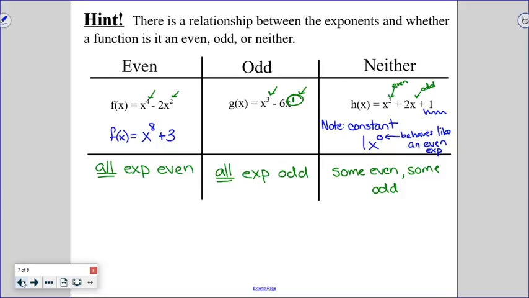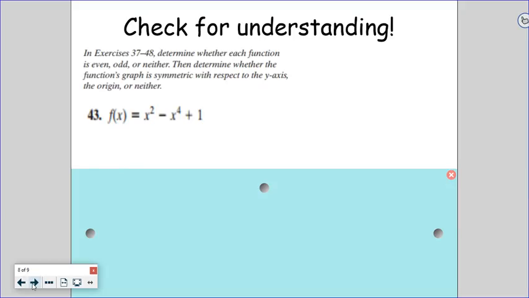Did anyone still need this page? Nope. Okay. Let's run through our check for understanding. Grab your markers, please.